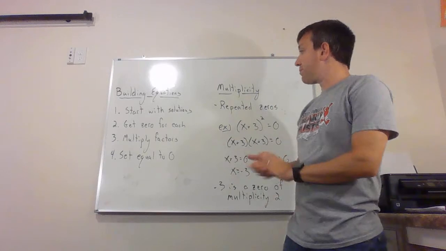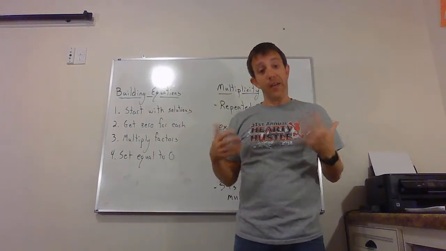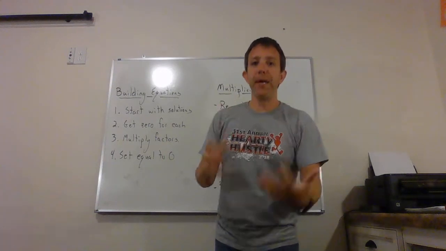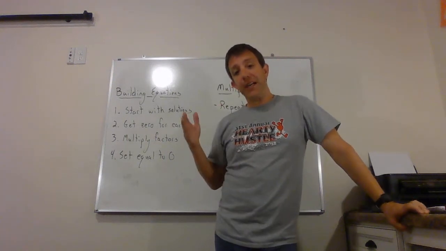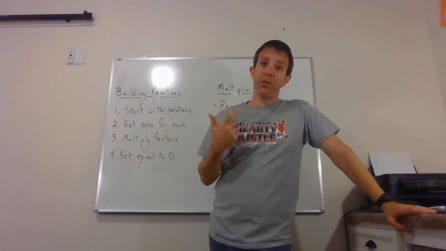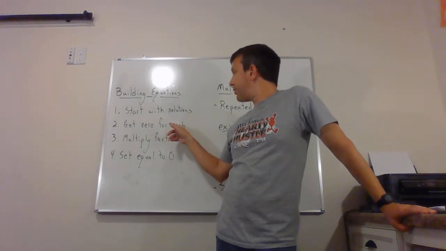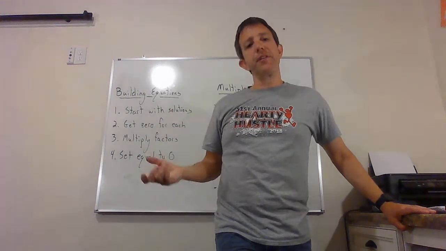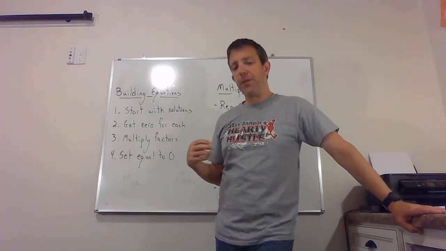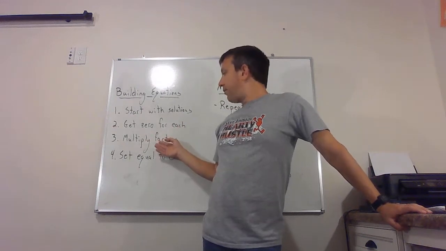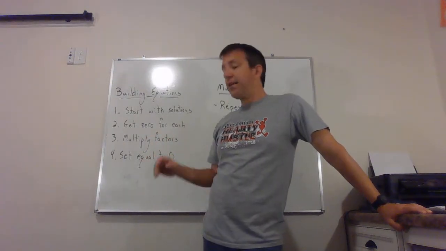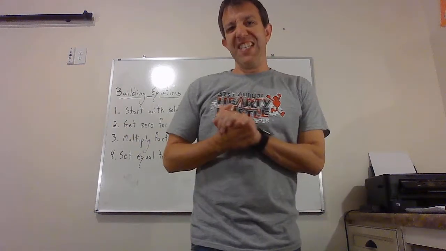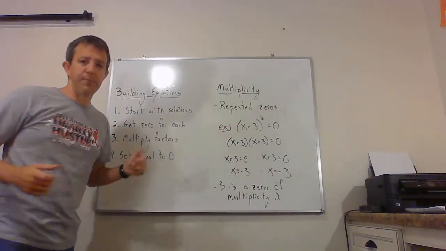So building equations, we're going to start with the solutions instead. So we're going to make an equation where it has all the zeros that we want it to because we're making it that way. To do that, we start with the solutions, and then we're going to turn it around and we're going to set them equal to 0 instead. And I'll show you what I mean when we get to the examples. Then we're going to multiply the factors and finally set the whole thing equal to 0 so that we have an equation.